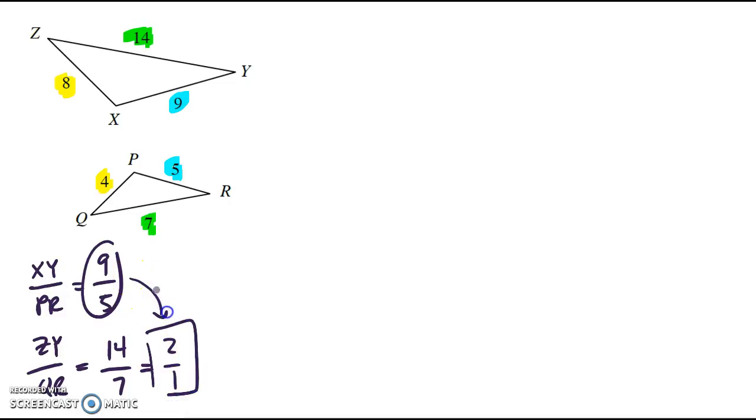So as you can see right here, these ratios are not the same. Therefore, these triangles, we say, are not similar because their side lengths are not in proportion to one another. It's that simple for that one.